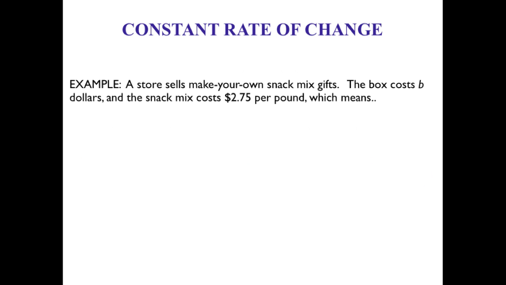Okay, so here's an example: a store sells make your own snack mix gifts. The box costs $B, and the snack mix costs $2.75 per pound, which means what? What does the $2.75 per pound mean? Tell the person next to you. Go.